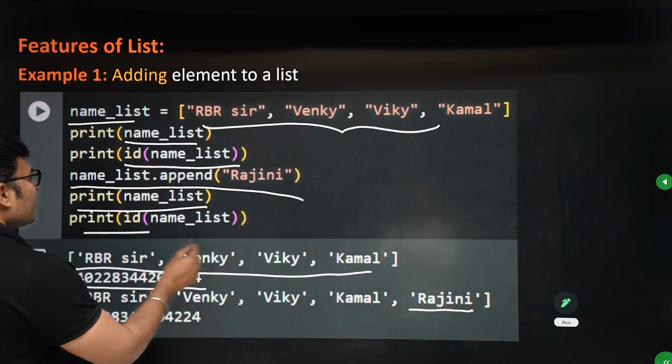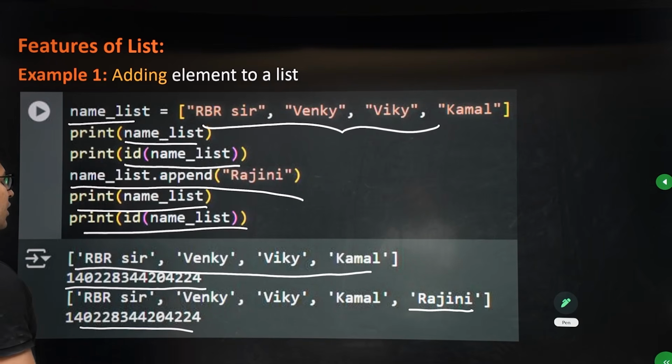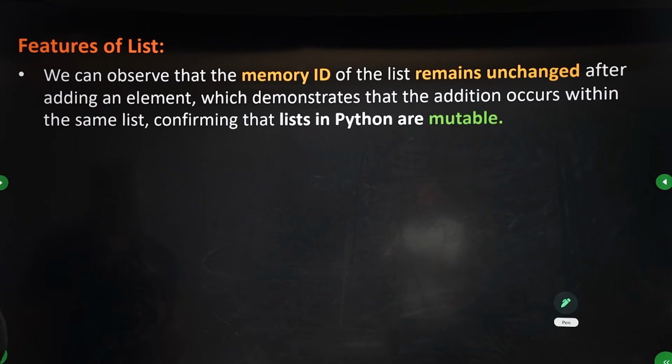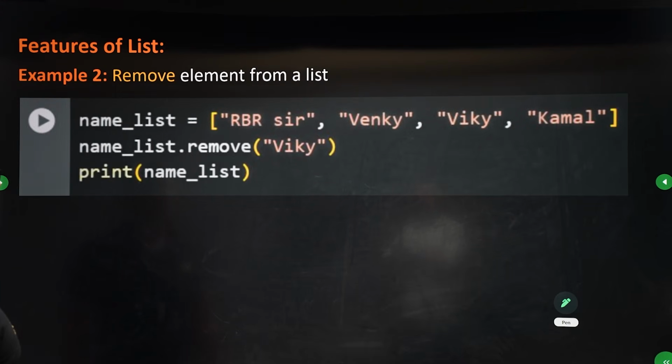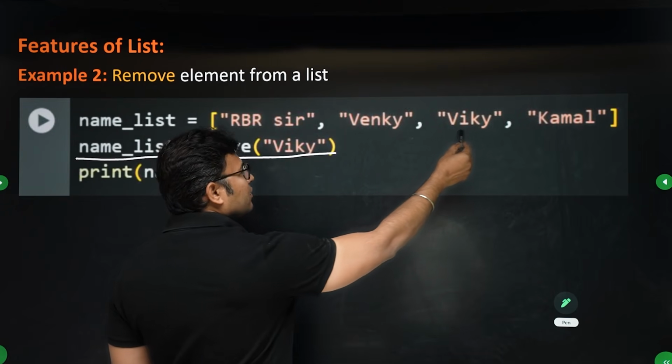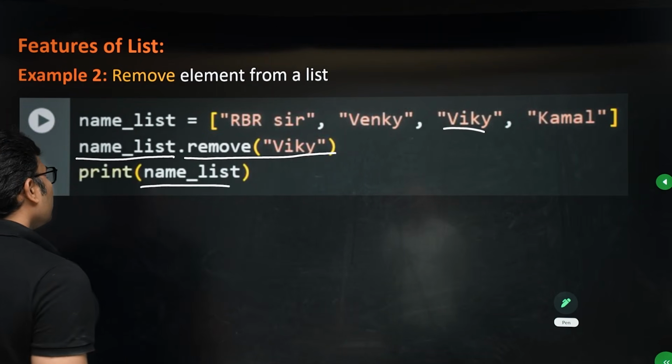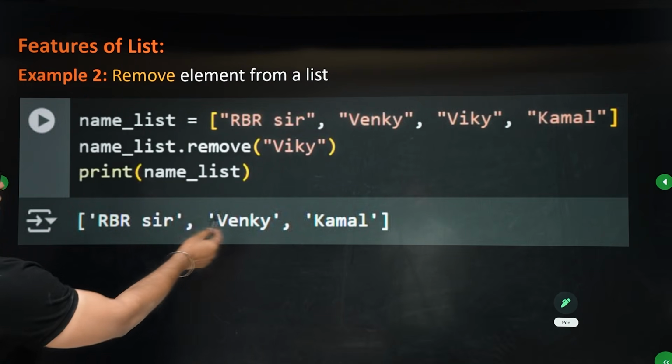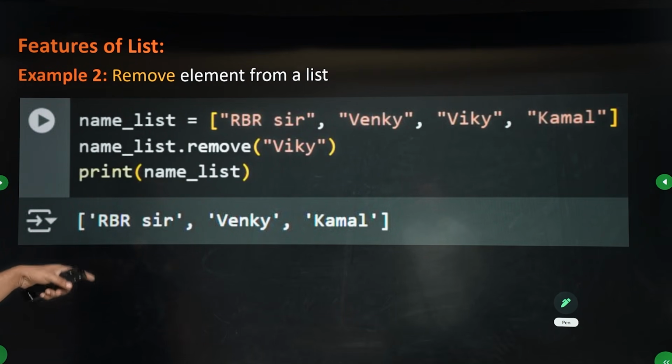Now if you see the ID, the memory ID is the same. What does that mean? It means that the same list is modified without creating a new list. Now you can remove an element from the list. For example, there is a name list, from which you are removing wiki. Wiki is an element. After removing, if you print the name list, wiki will be removed. You can see that wiki is removed, and it is removed from the same list. So if you see the memory IDs, they will be the same.